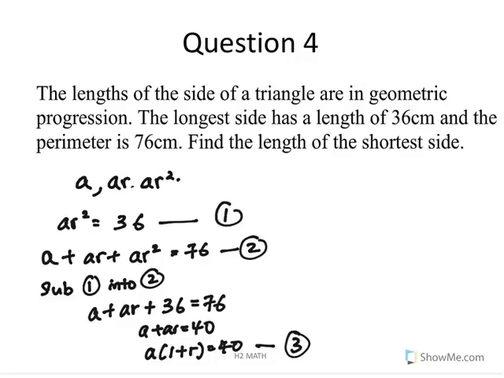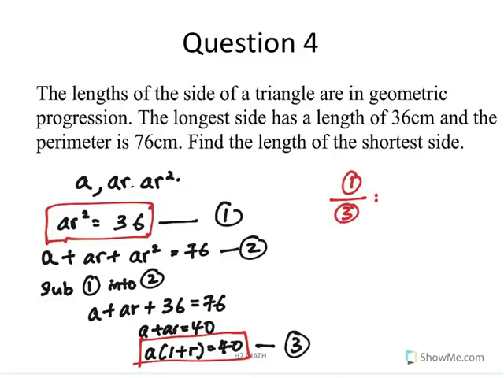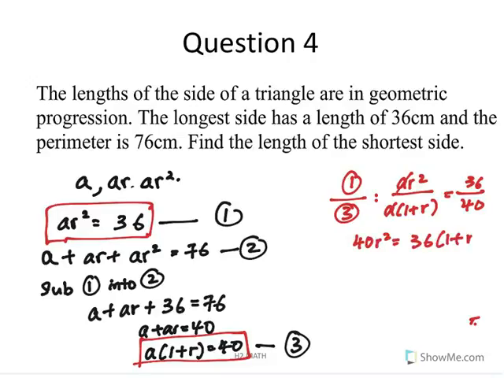Next, how do we find the length of the shorter side? Meanwhile, how do we find what A is? If you use equation 2 and equation 3, you can make your A disappear. So for example, if I take 2 divided by 3, it is AR square divided by A bracket 1 plus R, which is 36 over 40, and your A cancels out quite nicely. You simplify on both sides, you have 40R square equals 36 bracket 1 plus R. Dividing by 4 on both sides, you have 10 and 9.